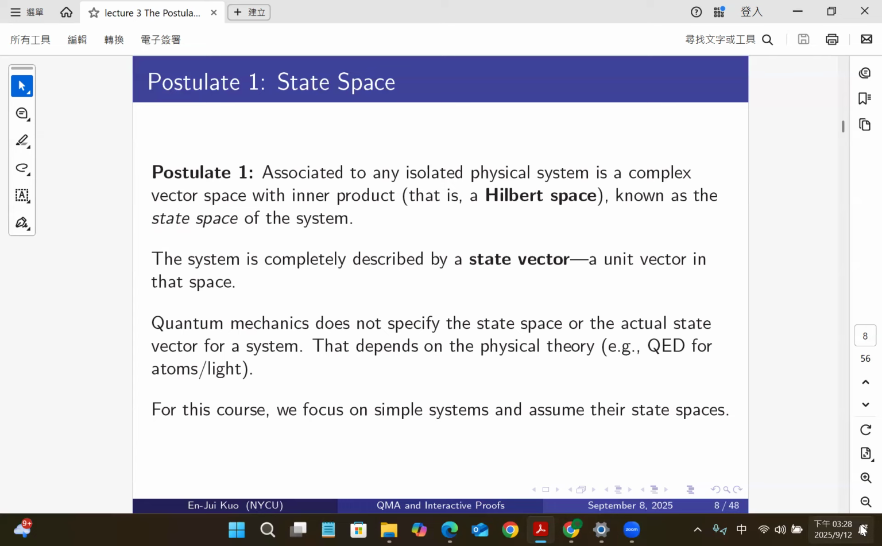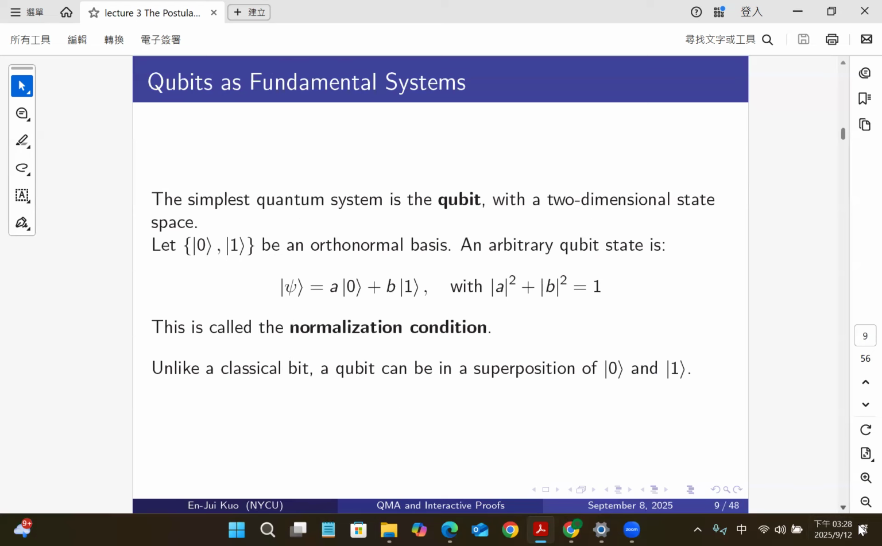So this postulate one looks trivial. This is the same as saying linear algebra is the correct language. So this is just the first axiom. Okay, so the simplest fundamental example, at least in this course, is the so-called qubit. A qubit is a two-dimensional space.